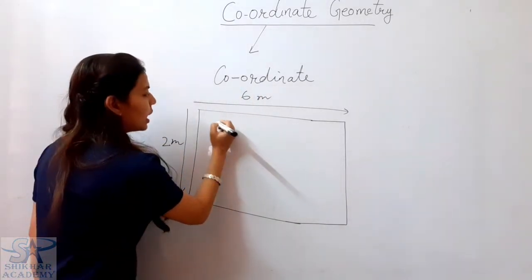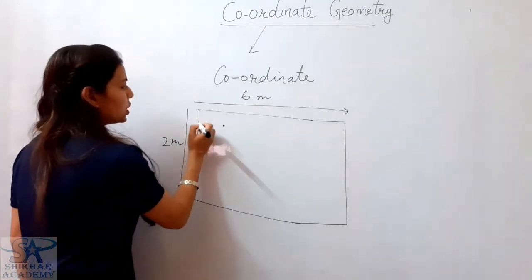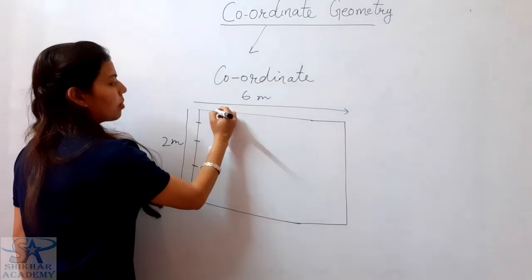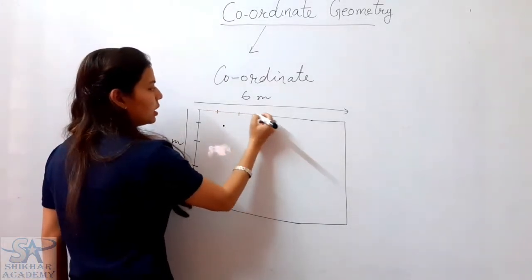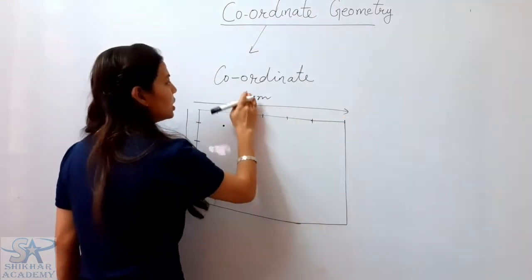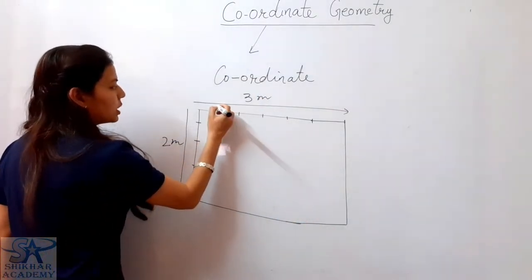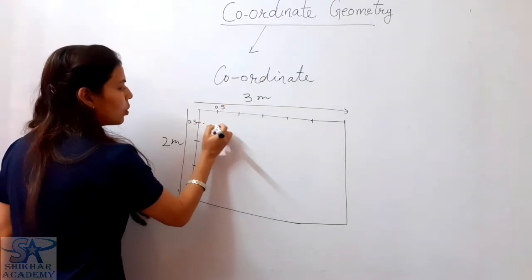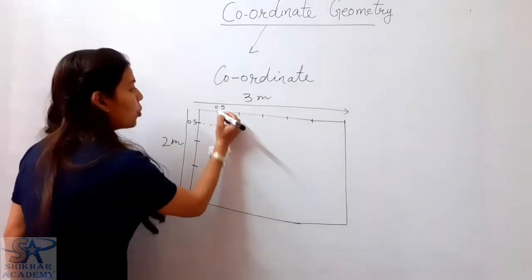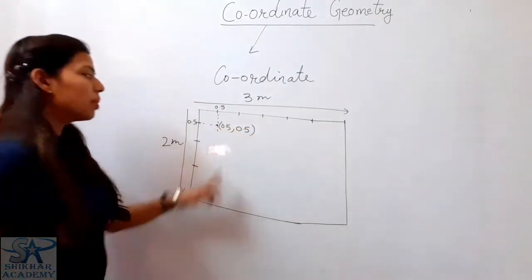Now we want any point measurement. This is the point. The units are in meters, let's suppose I have marked 0.5, 1, 1.5, 2, 2.5, 3. Let's take this as 3 meters. Right? I want to know what this point is. This is 0.5, this is 0.5. So what is the location of this point with respect to this board? This point is at location 0.5 from upward, 0.5 from here. So its location will be 0.5, 0.5.